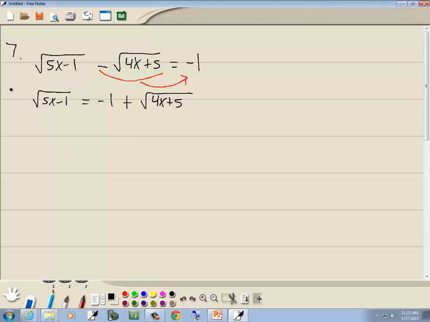So that was step 1. We got a radical by itself. Well, step 2, raise both sides to a power equal to your index. Well, these are square roots, so we're going to square both sides again.